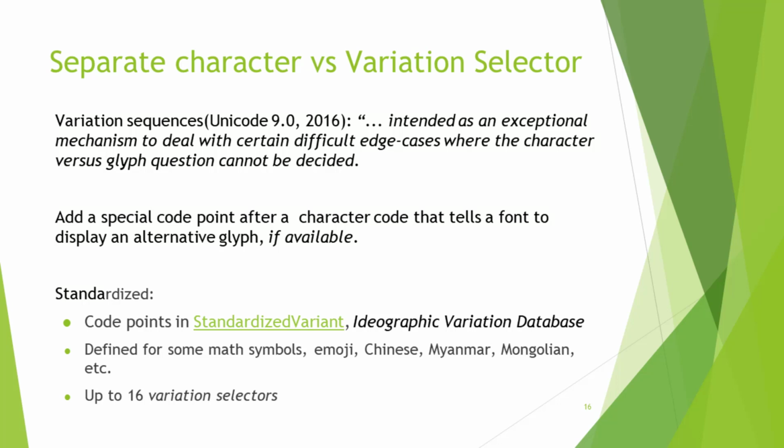Different emoji also can use variant selectors. Many characters in Chinese and in Myanmar and other scripts can use these as well. It's a fairly small set that use variation sequences, but it's important to note that for a particular character, up to 16 variation selectors could be applied. So up to 16 different shapes can be standardized within the Unicode.